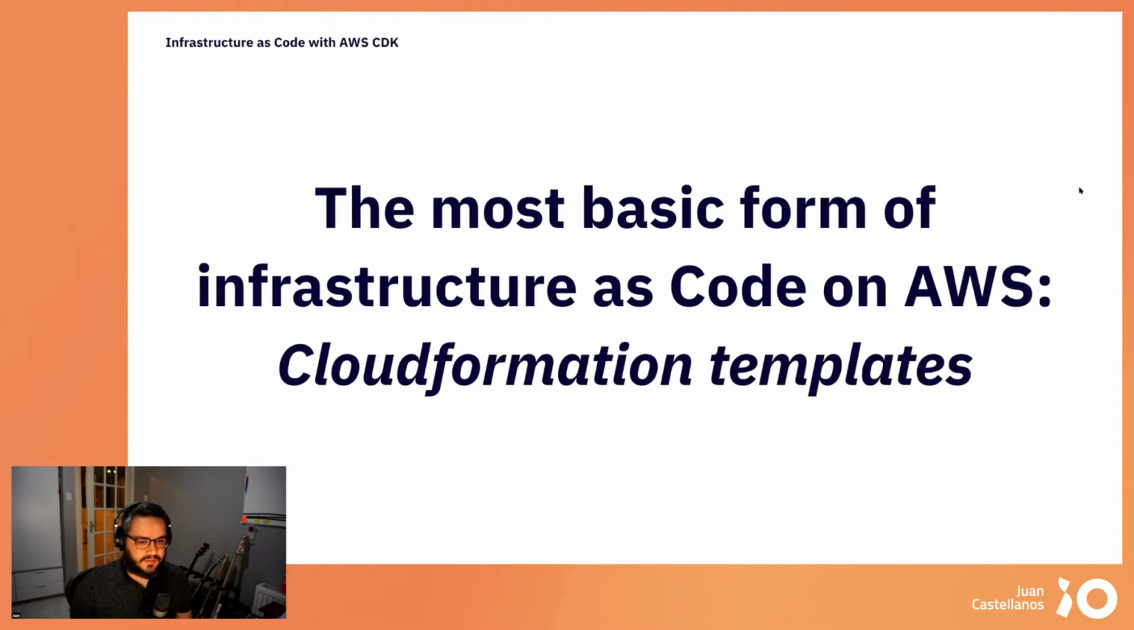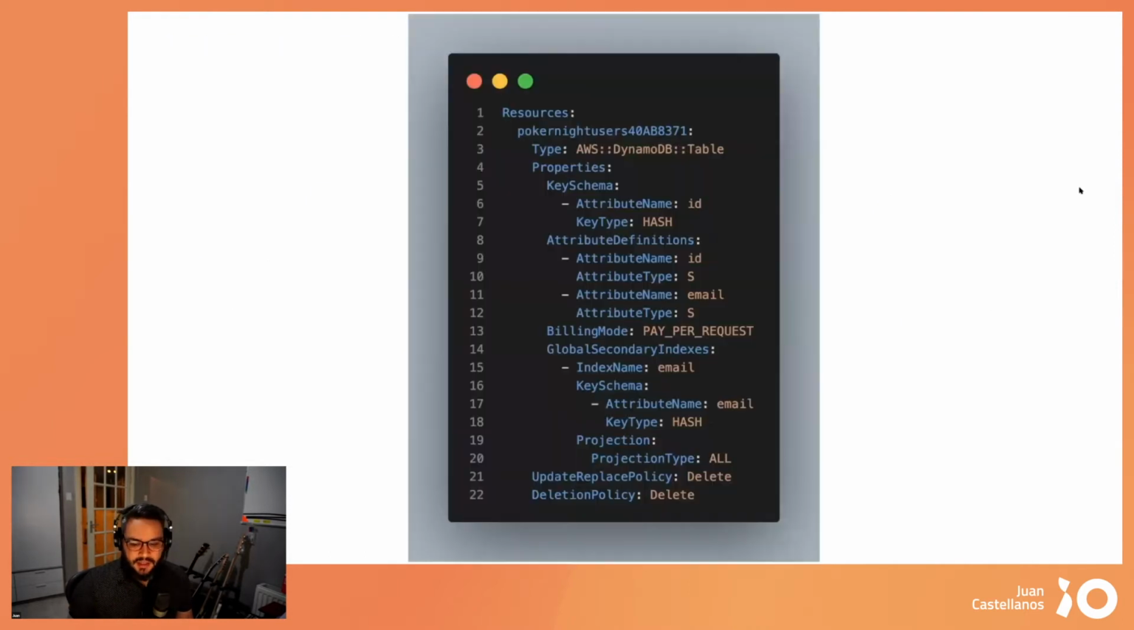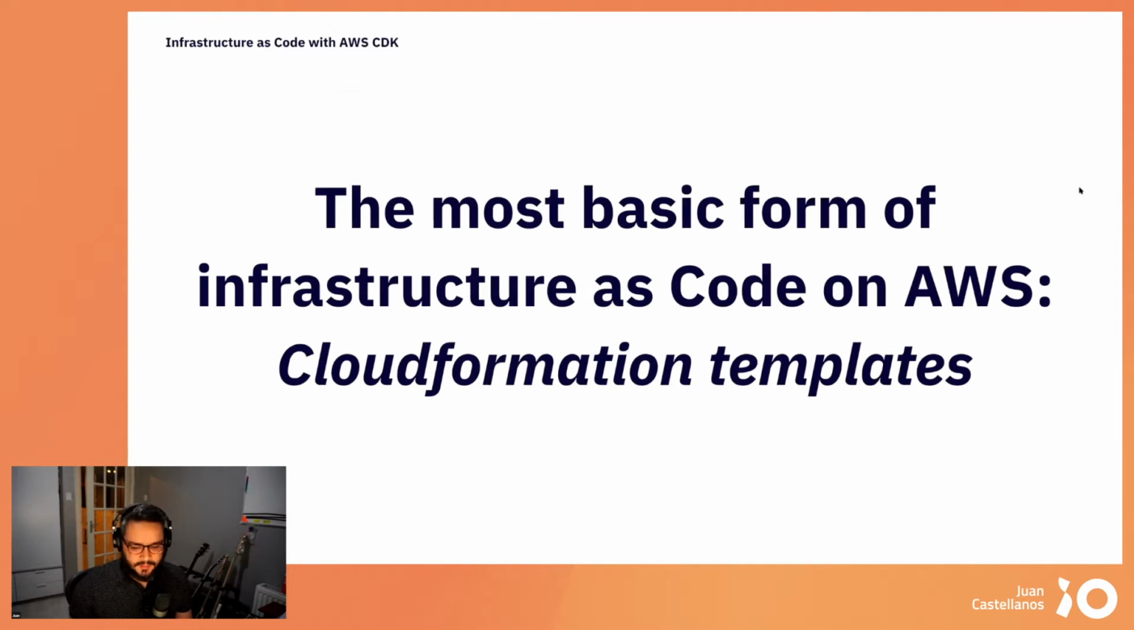So the most basic form of infrastructure as code on AWS is CloudFormation templates. CloudFormation is an AWS service that helps you provision resources to the cloud. And you can use YAML or JSON files with instructions that help CloudFormation provision your services. It's like making a grocery list for the cloud.